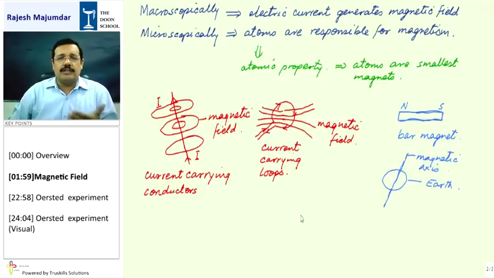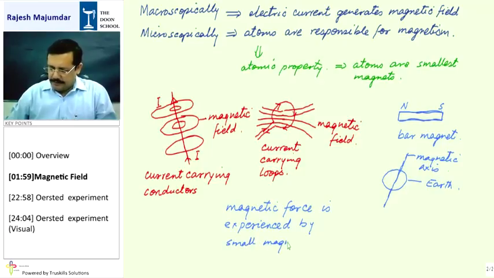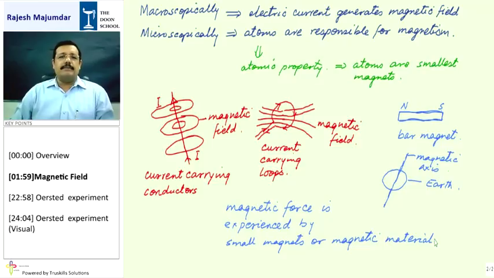And who is going to experience a magnetic field? Magnetic force is experienced by small magnets or magnetic materials. And I hope that all of you know what the magnetic materials are.